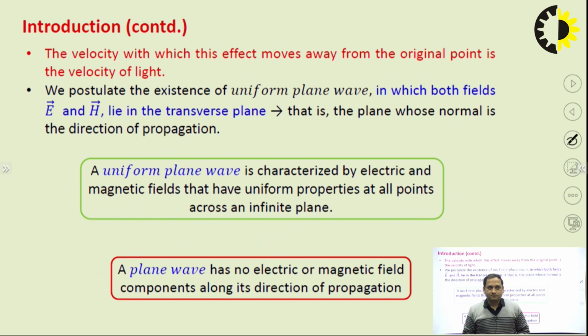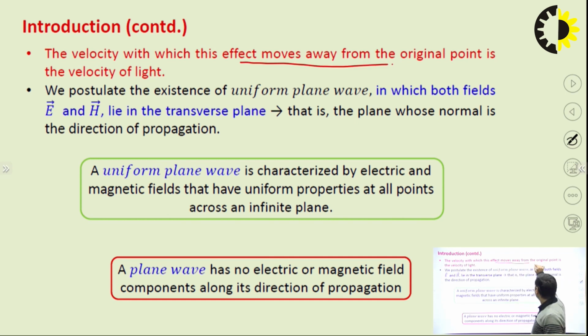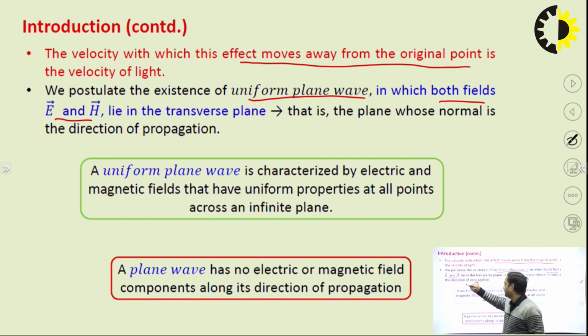Now come to this point. The velocity with which this effect moves away from the original point is the velocity of light. These are some introductory points we are talking about right now. Now, the uniform plane wave: what is the definition for that? It is a wave in which both the fields E and H lie in the transverse plane.